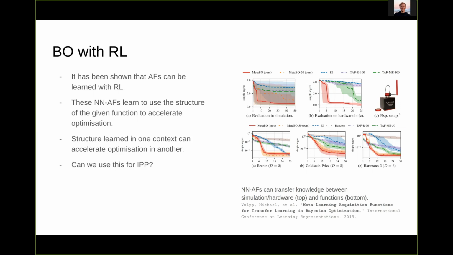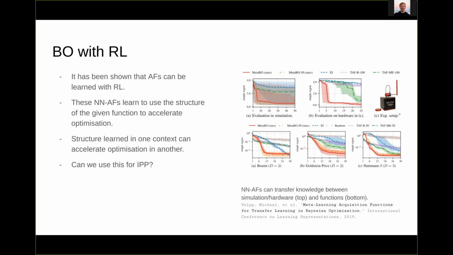Recently, however, it was shown that acquisition functions could be learned using reinforcement learning. These learned acquisition functions demonstrated their ability to learn how to exploit the structure of the function being estimated to converge to the optima in much less time, as shown in this figure for several global optimization benchmarks. Furthermore, the structure learned in one context was shown to accelerate learning in another context.